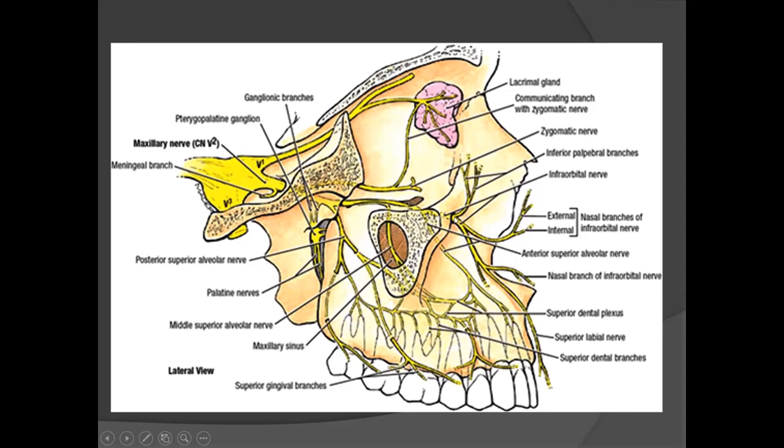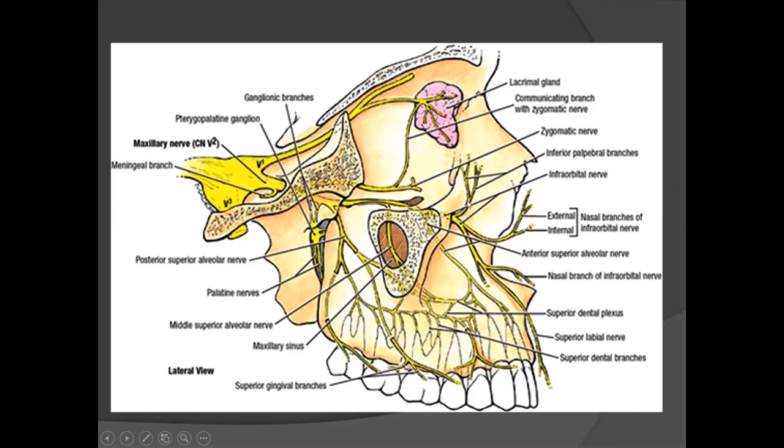So while it is coursing to the foramen, it will also take the sensory supply. You can see the sensory branches going to the upper jaw, the upper alveolar region, and including the maxillary sinus. So that is the maxillary sinus innervation. And in the upper jaw, you can see there are mainly the anterior superior, middle superior, and posterior superior alveolar nerves. So all these alveolar nerves, that is anterior, middle, and posterior, are branches of the maxillary nerve before it exits out of the infraorbital foramen.